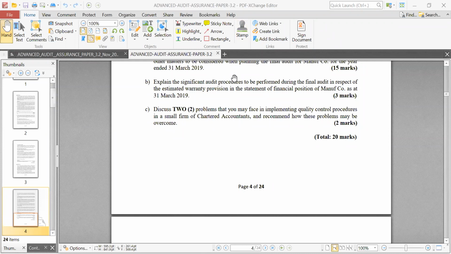Anyway, so like as we were saying, in relation to warranty provisions, you can use these 9 procedures. For example, if you pick review, you can review their board minutes for discussions around warranty claims. If you pick analytical procedures, we can perform analytical procedures around warranty provision for this year compared to last year, or warranty provision for this year compared to the budget.